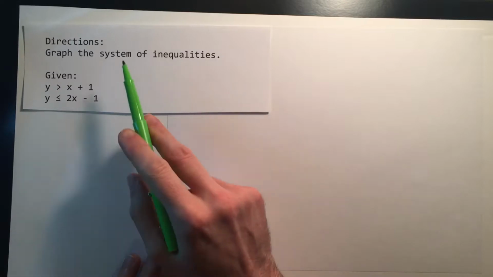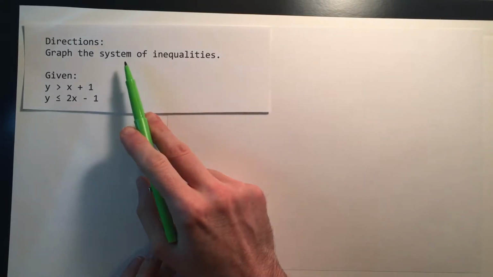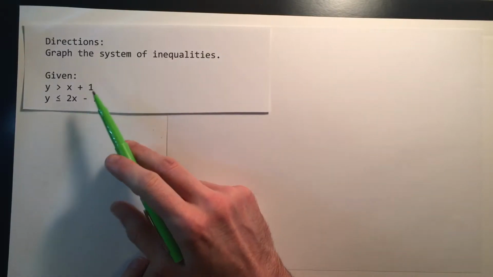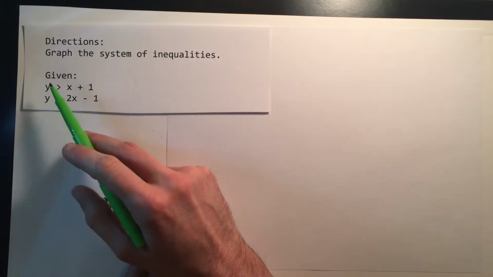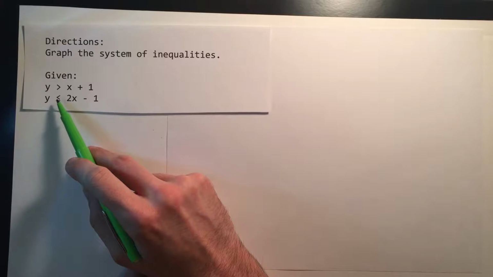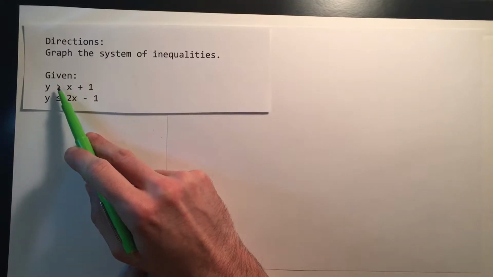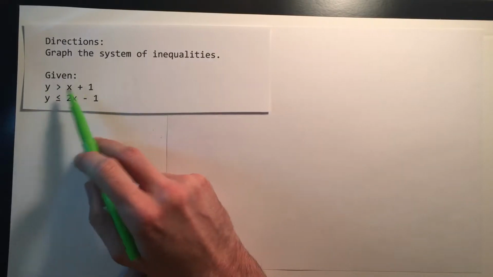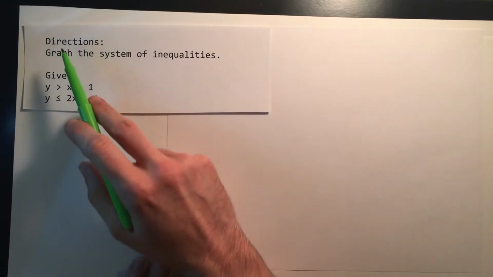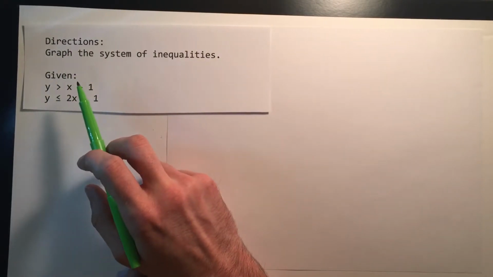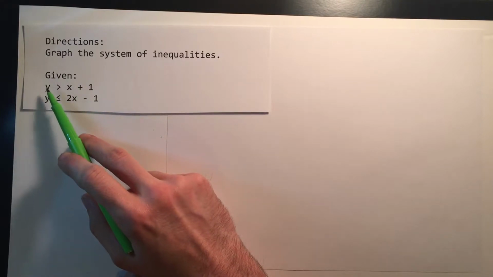Let's remind ourselves what a system of inequalities is. A system just means two or more of either an equation or an inequality. And in this case, it's inequalities. The difference being that if these were equal signs, these would be equations, but these are inequality symbols, which makes these two things inequalities.